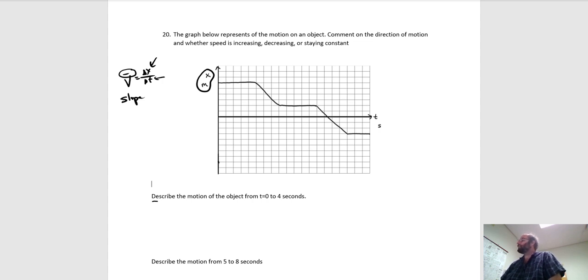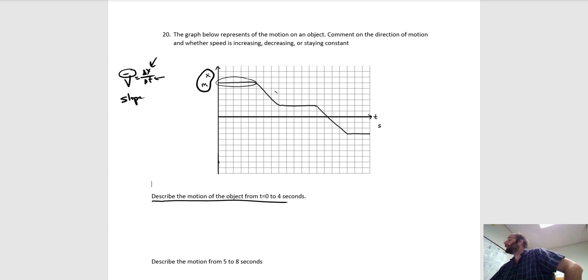So the first one, describe the motion of the object during the first 4 seconds. That's talking about this stuff. What I'm getting at here is I want you to say, here's where the object is, and you should be able to actually get a number, and then decide whether it's moving or not. And if it is, give a right or a left.